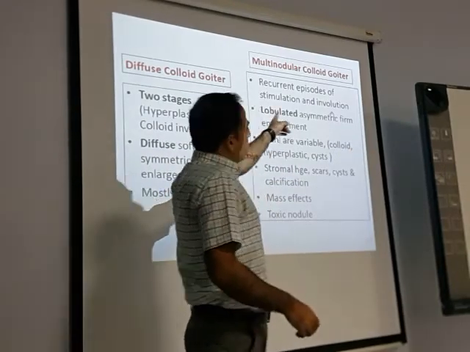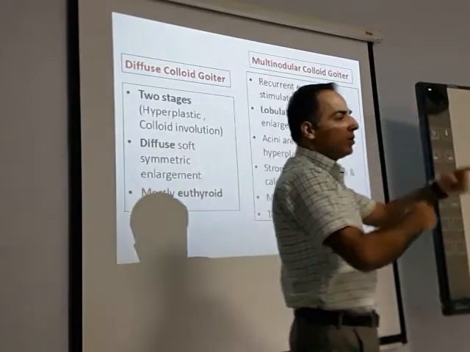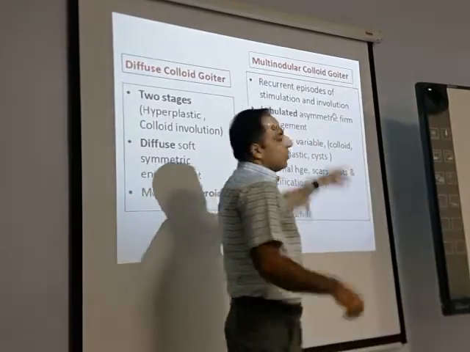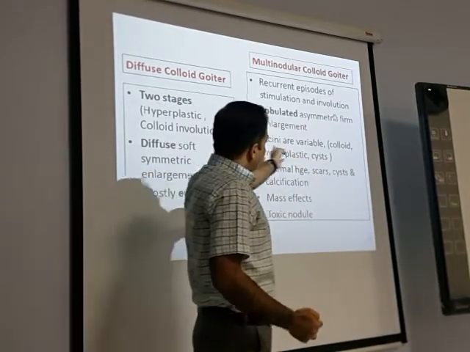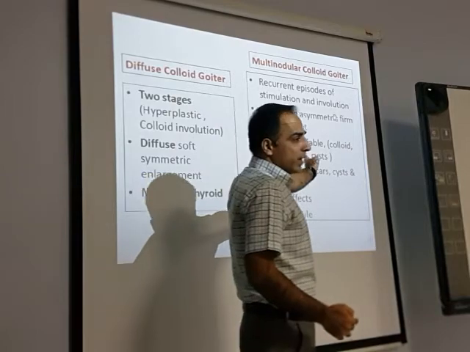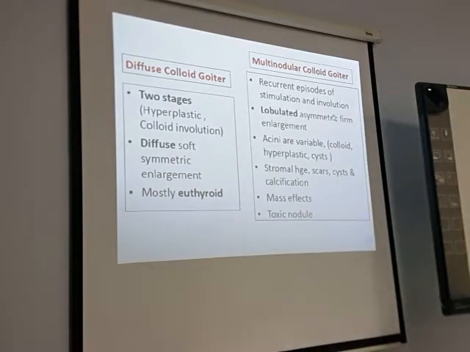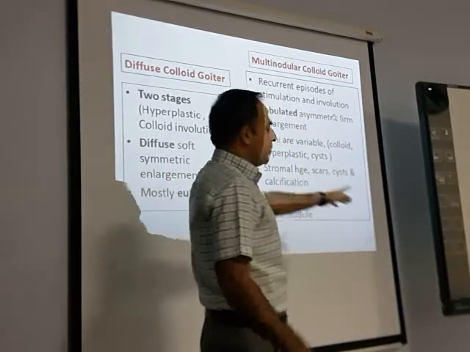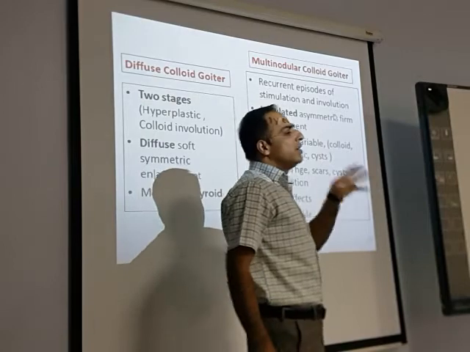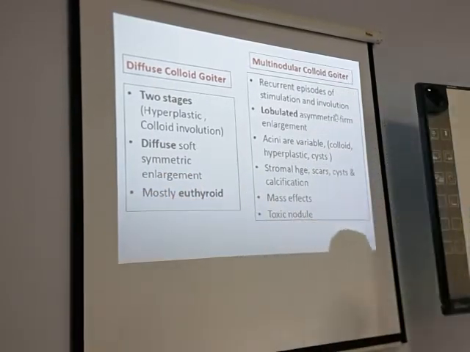Then recurrent episodes of stimulation and involution. Hyperplasia, involution. Hyperplasia leads to lobulation in the gland, asymmetric lobulation. There is variability: hyperplastic areas, and you will find colloid areas. Some of the colloid areas will rupture and form big cysts. Stromal hemorrhage, scars, cysts, and calcification. And these are the mass effects. Because when the gland becomes bigger and bigger, what will it cause? Mass effects. What do you mean by mass effects?